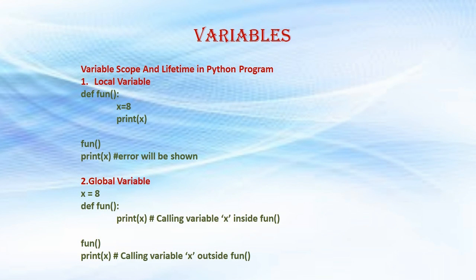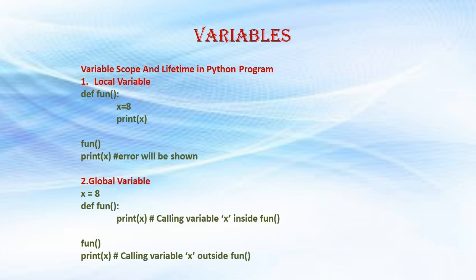Now, variable scope and lifetime in a Python program, which means where the variable is declared and where it will be used, what will be its lifeline, from where till where. There are two types of scope of a variable: one is local variable and the other is global variable. If we talk about local variables, what happens?